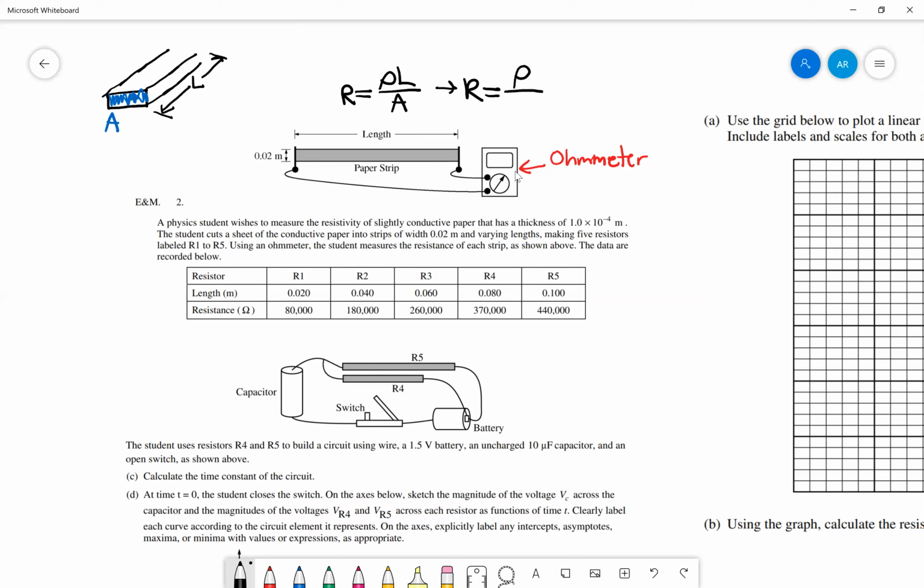The thickness T, which we know is 1 times 10 to the negative 4, times the width, which we already know is 0.02. They give us that information. Times L. So if we graph this equation, with the x-axis measuring the length and the y-axis measuring the resistance, then this quantity right here will be the slope. If we graph these points and create a linear graph, then this quantity that I boxed in blue must be our slope.